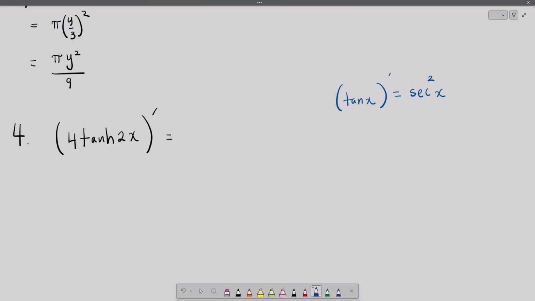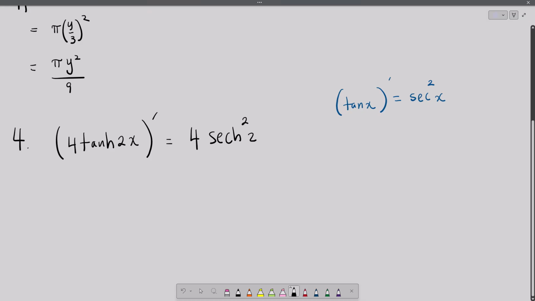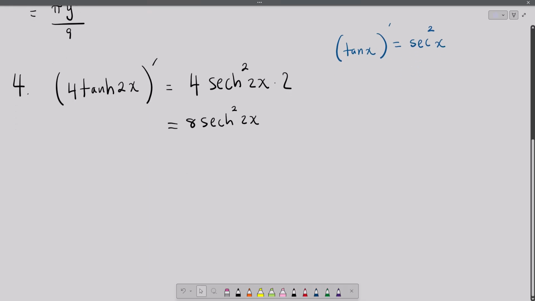And what we said as one of the cues is that the derivatives of sinh, cosh, and tanh are all positive, and then the derivatives of the others are negative. So the derivative of sinh, cosh, and tanh are all positive. So this is going to be 4 sech squared of 2x multiplied by 2. So this would be 8 hyperbolic secant squared of 2x. That would be the derivative there. That make sense?